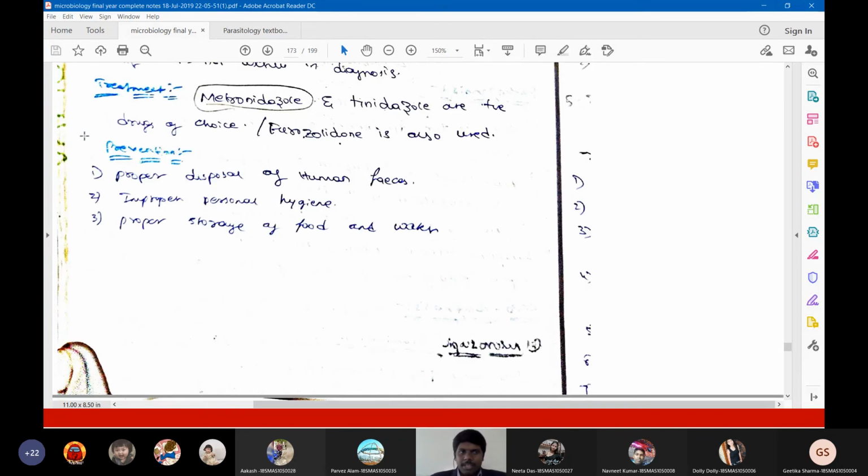And the best preventive strategies include proper disposal of human feces. That means proper lavatory hygiene practices. Even improper personal hygiene will result in getting this Giardia lamblia infection, so proper personal hygiene is always important. By proper personal hygiene practices, we can prevent this infection. By proper disposal of human feces, we can prevent this infection. And also by proper storage of food and water, we can prevent this infection.